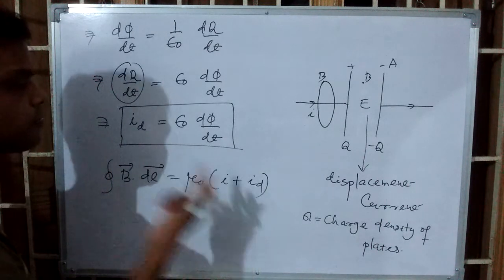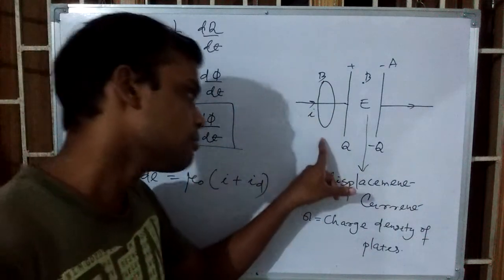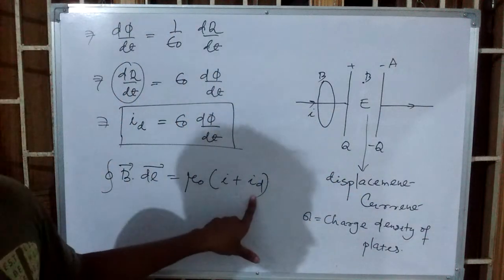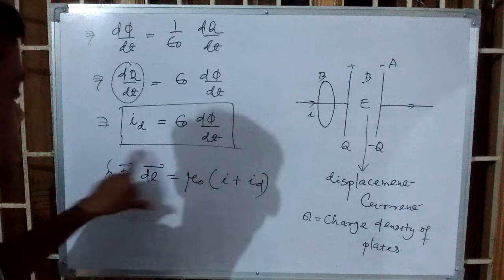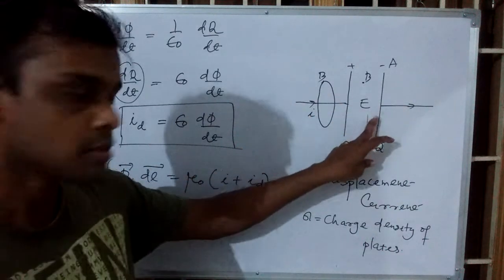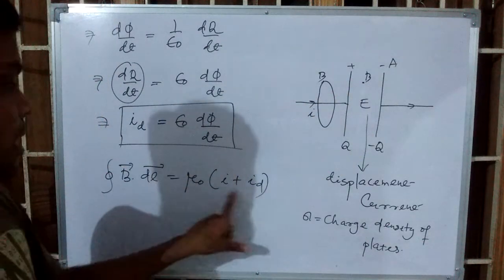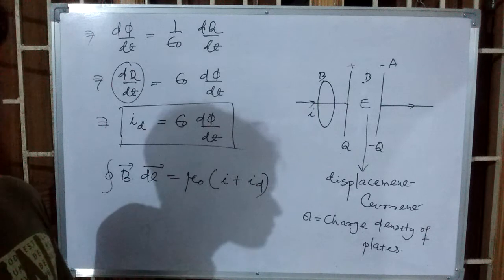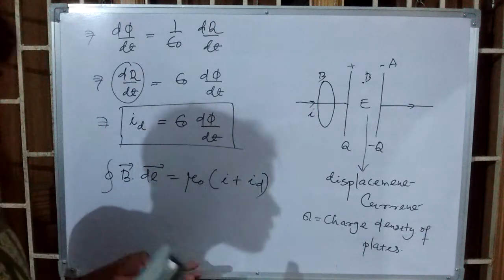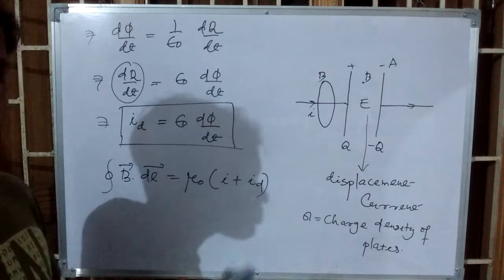Now you must be thinking, how is this possible? It is very simple. If you are outside the capacitor, I_D is 0, which means the formula will become simply mu naught I. If you are inside the capacitor, I will be 0 and I_D will have some value. Then I will be 0, I_D will be present there. So this is the way this formula is being used or incorporated.